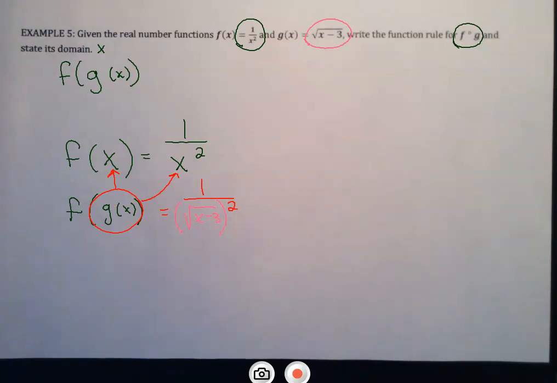Okay, so what is 1? There's nothing to do with it. Okay, what's the square root of x minus 3 squared? What does that simplify to? X minus 3, because the square root and the squared cancel. So we have 1 over x minus 3. That is our simplified answer. And we are supposed to state its domain.